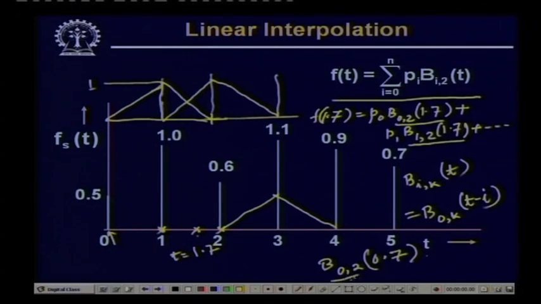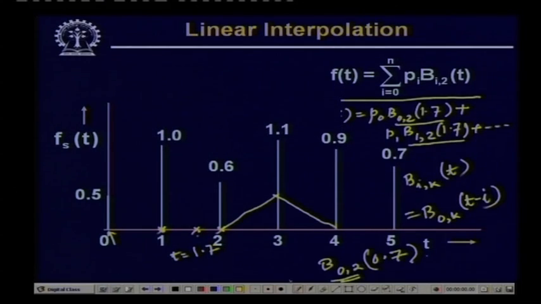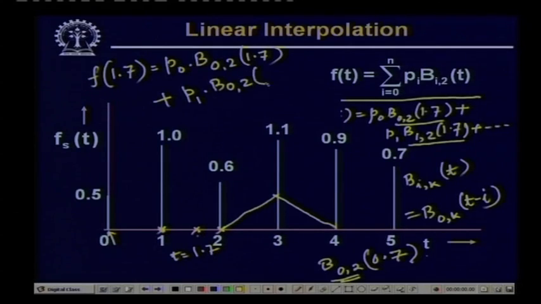So, if I simply calculate the value of B 0 2 for different values of t, I can estimate B 0 2 1.7. And in that case, the value at this location, that is f 1.7, will be given by P0 into B 0 2 1.7 plus P1 into B 0 2 0.7, because this is the same as B 1 2 1.7, where the value of P0 is equal to 0.5, which is the sample value at location t equal to 0, and the value of P1 is equal to 1, that is the sample value at location t equal to 1.